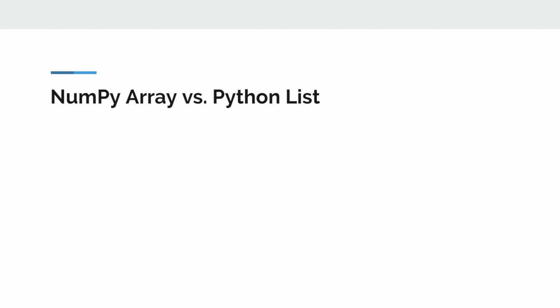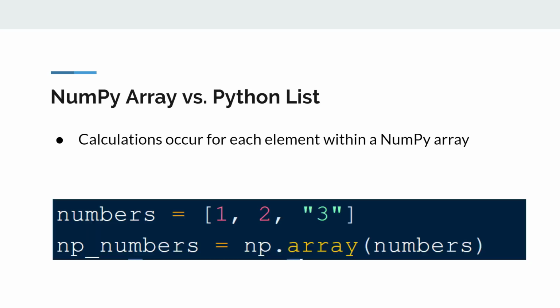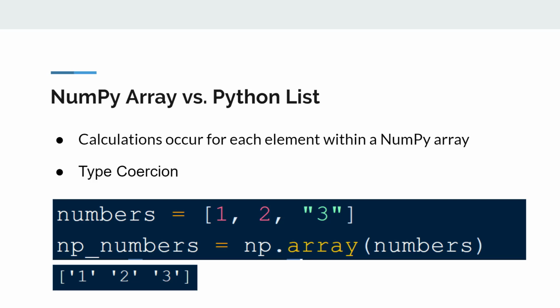A NumPy array is an alternative to a Python list, but calculations performed on a NumPy array will occur for each element within the array. Unlike a Python list, a NumPy array can only contain a single data type within the array. If a Python list with multiple data types is converted to a NumPy array, the resulting array will convert all values to a single data type. This is known as type coercion.